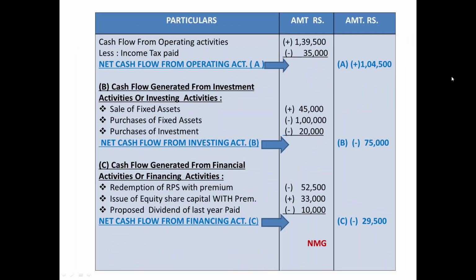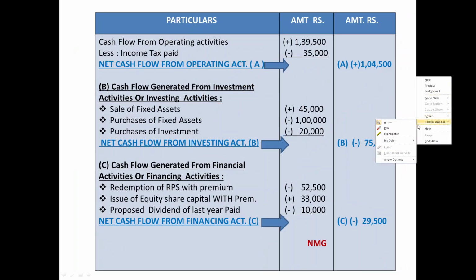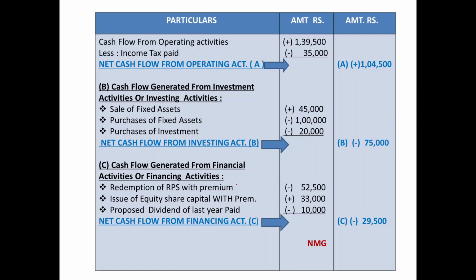Under financing activities, let us report the fresh issue as well as the redemption amount. C, cash flow generated from financial activities or financing activities. Redemption of RPS with premium minus 52,500; minus is assigned for cash outflow. Then issue of equity share with premium plus 33,000: 30,000 for the issue amount and 3,000 for the premium. Total company got 33,000. So this was the impact for the RPS related process in the cash flow statement.